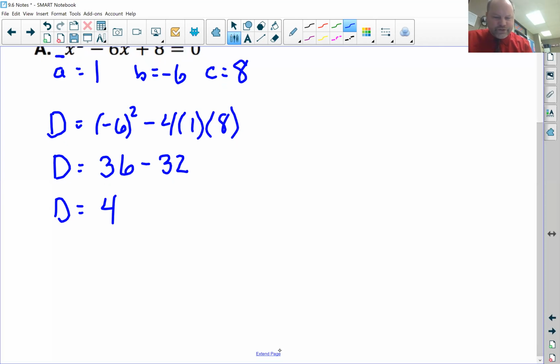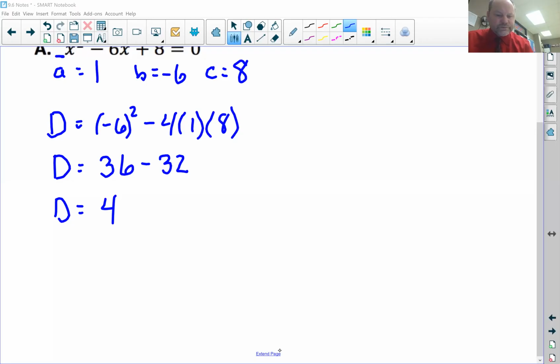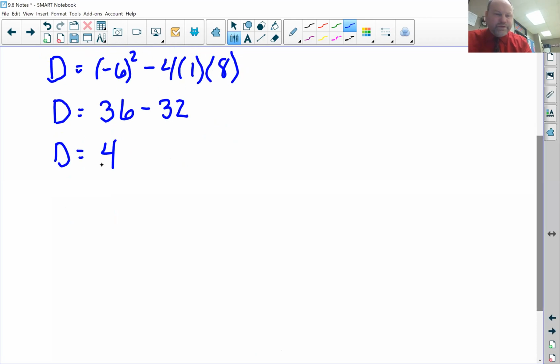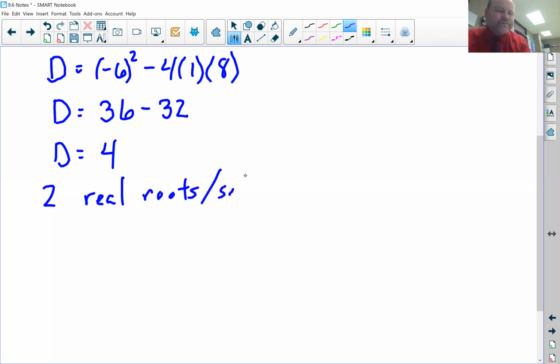And yes, you could certainly use your calculator to find the discriminant. Because the discriminant is positive, we have 2 real roots or solutions.